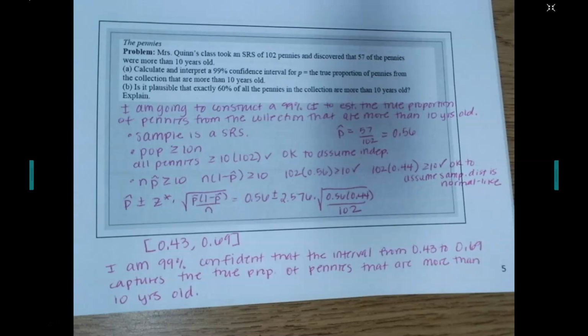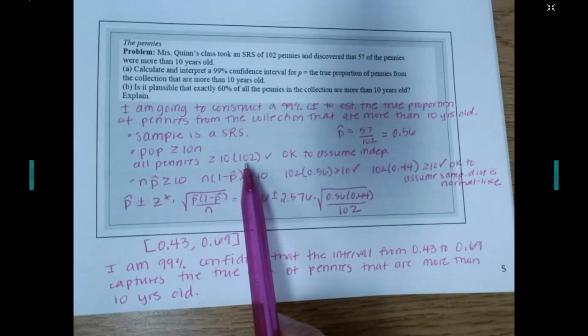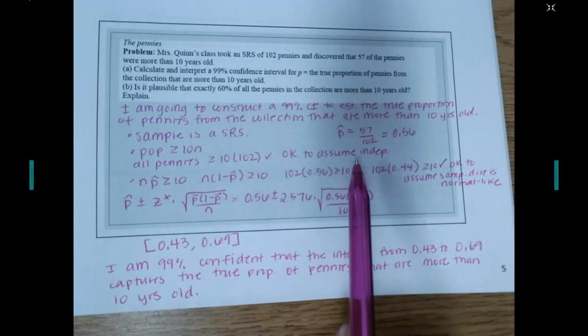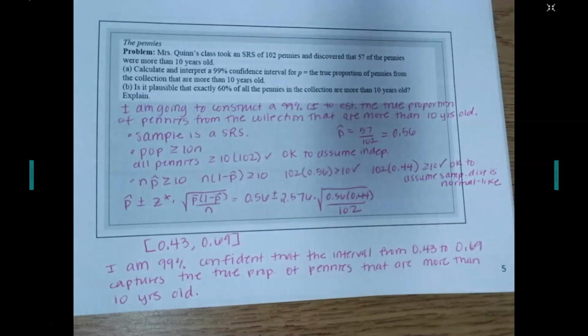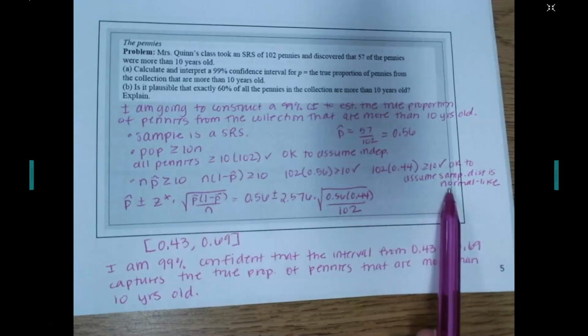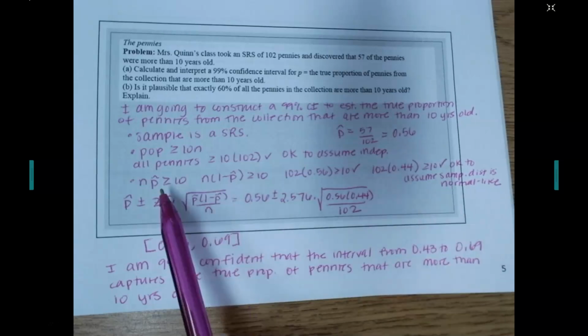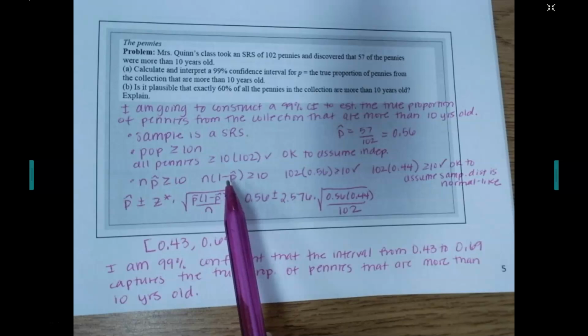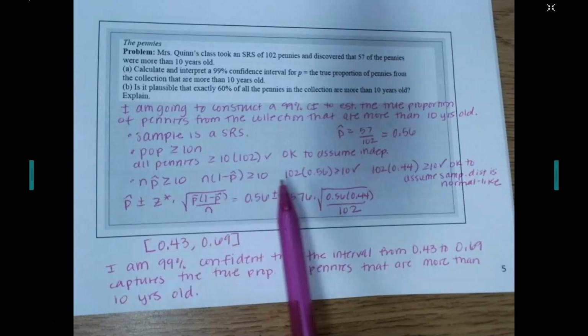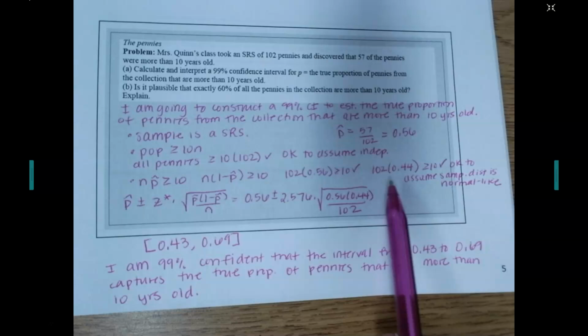Then we need to make sure that we didn't select more than 10% of the population. And I'm hoping there were more than 1,020 pennies in this collection. And so I think it's okay to assume independence here. And then to check for normality, remember you want to show the formula, you want to show the plug-in, and you want to show why you're checking it. So n times p hat and n times 1 minus p hat both have to be greater than or equal to 10. When I show those calculations, they are, so it's okay to assume that the sampling distribution is normal-like.